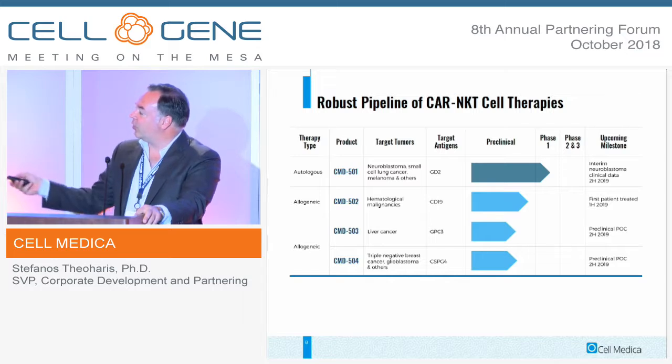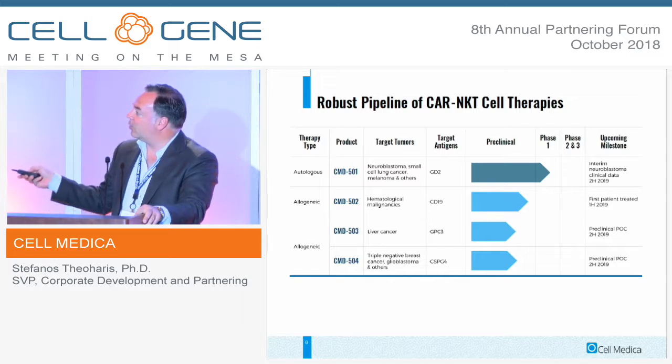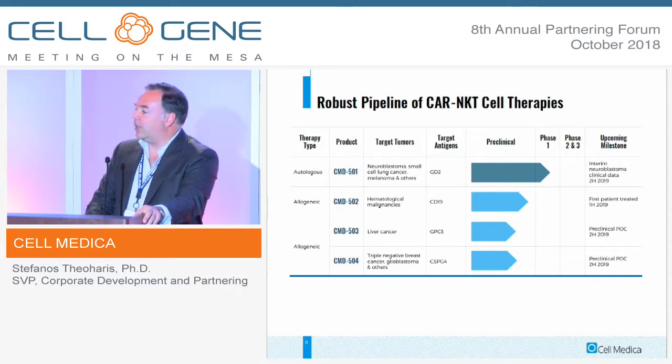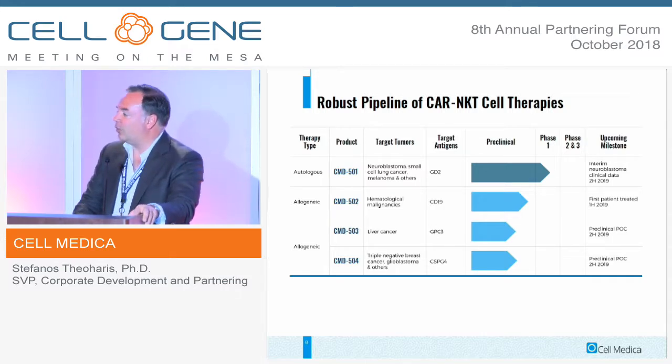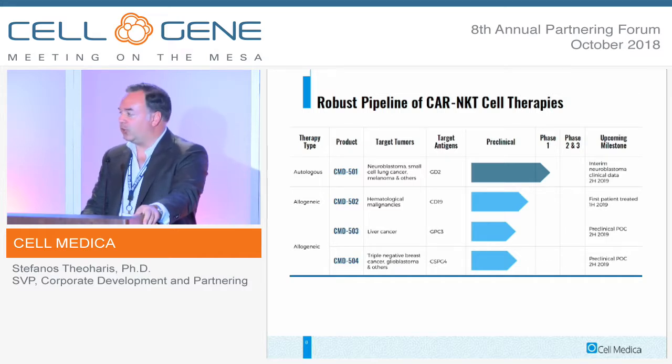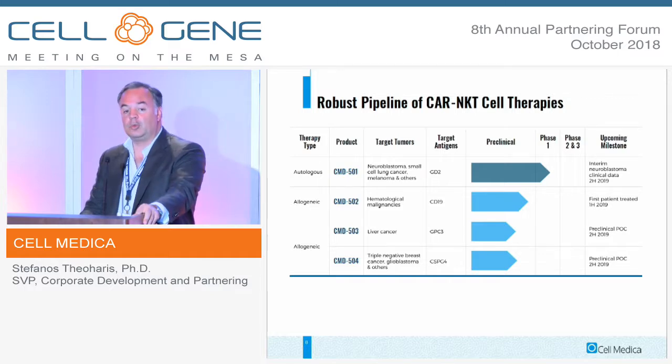So this is already in the clinic. We're quite excited about generating some clinical data closer to the middle or second half of next year. It's a dose escalation study looking at 4 different doses, and we hope to be able to generate a lot more understanding on this platform for solid tumor applications.